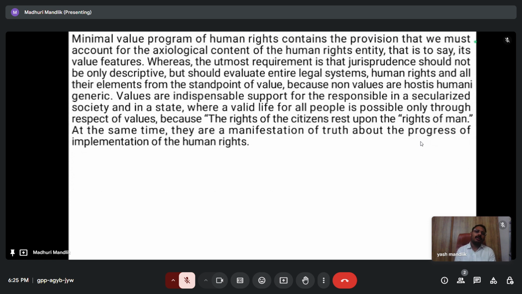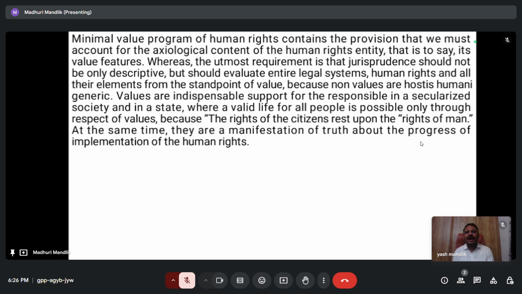The minimum value program of human rights contains the provision that we account for the axiological content of the human rights entity, that is to say its value feature, whereas the utmost requirement is that jurisprudence should not be only descriptive but should evaluate the entire legal system, the human rights and all the elements from the standpoint of value, because non-values are holistic, humane, generic.